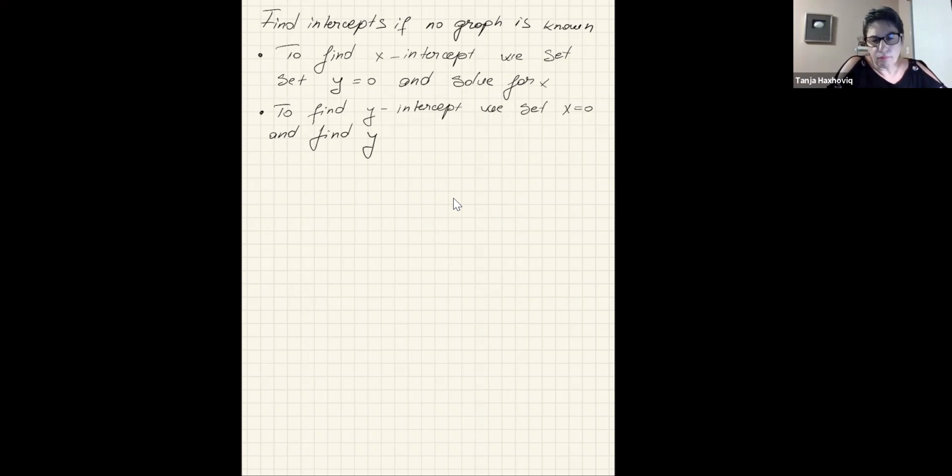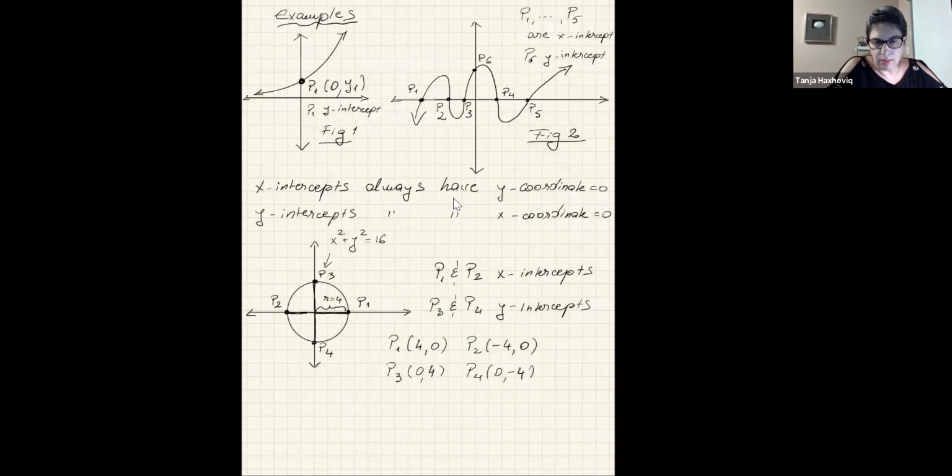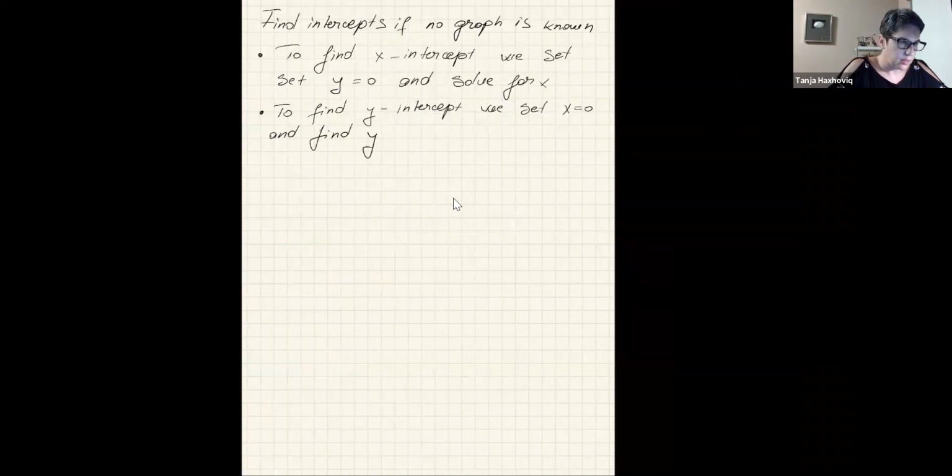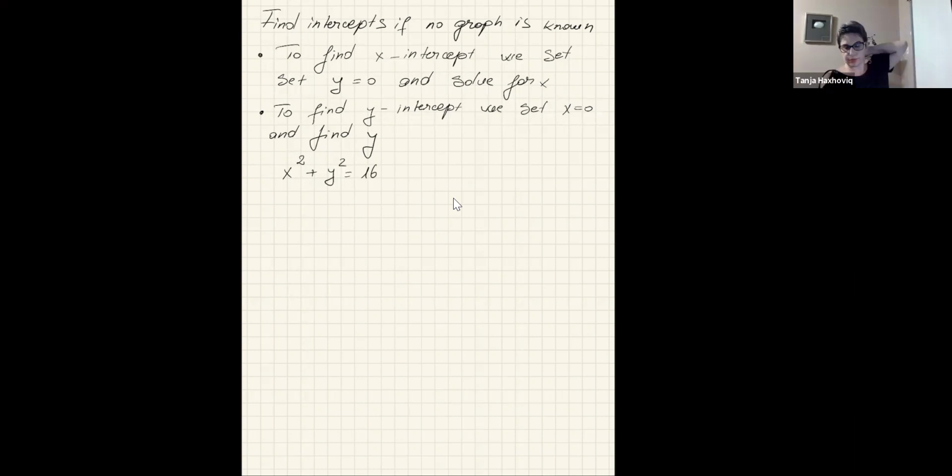Okay, so now let's take the same last example for this equation. Let's say I don't know what the graph looks like. I don't know if it's a circle or not. I have no idea what the graph looks like, but I do have the equation. And the equation is this: x squared plus y squared is equal to 16. And I wish to find the x and y-intercepts.